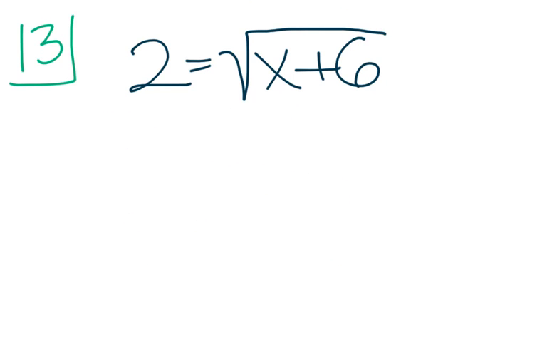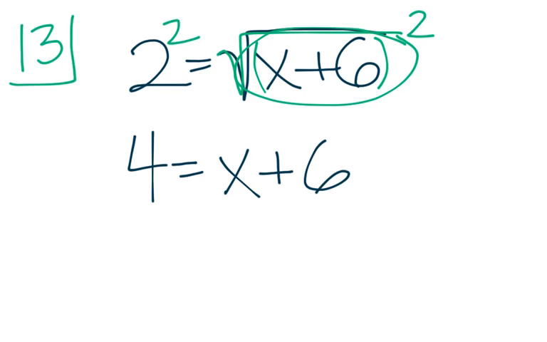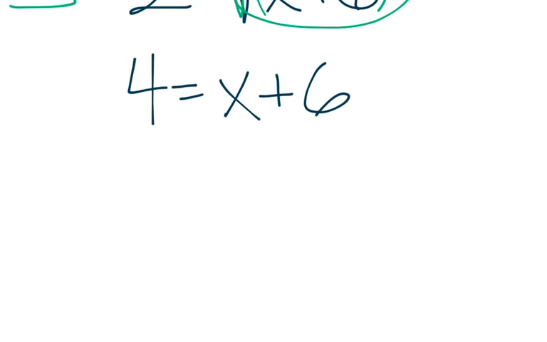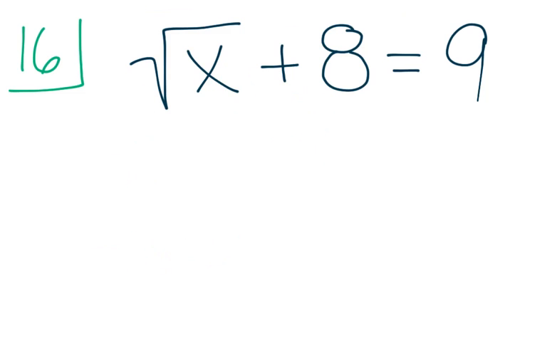Okay, we have 2 equals the square root of x plus 6. Even though there's a plus sign here, we can't do anything about it until we get rid of this radical. So we want to cancel this out by squaring both sides. So we have 4 equals, and we are going to just have the inside left, so x plus 6. Now we want to get x by itself, and there's a plus 6 attached, so we want to subtract 6 from both sides. So 4 minus 6 is negative 2, so we have negative 2 equals x.